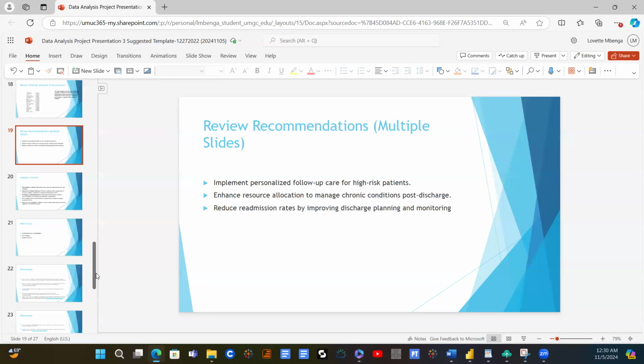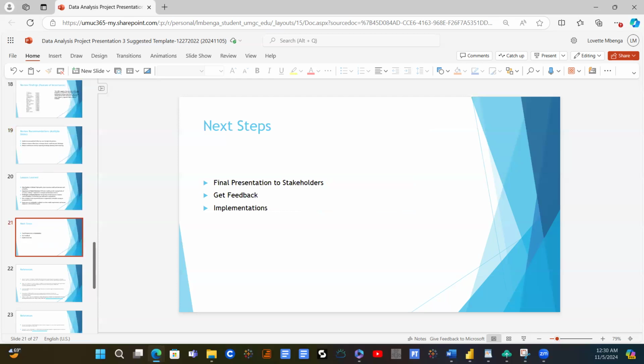The recommendation I would give for this analysis is to make sure that hospitals implement follow-up care for high-risk patients. They should also allocate resources for chronic condition management post-discharge, and help to improve discharge plans by minimizing unnecessary readmissions.